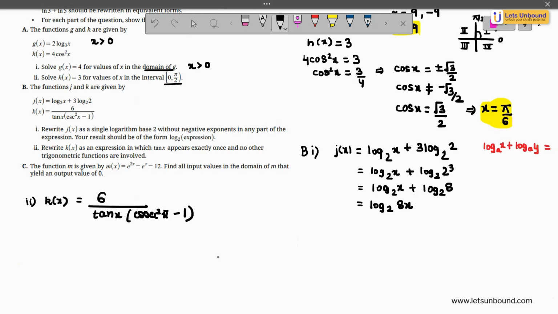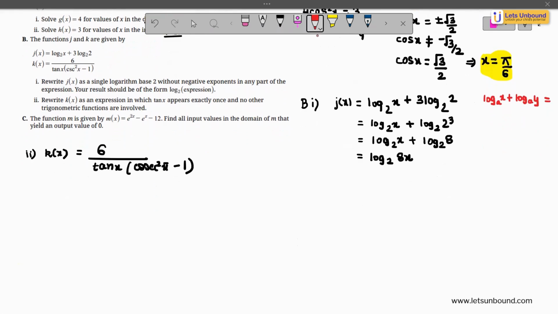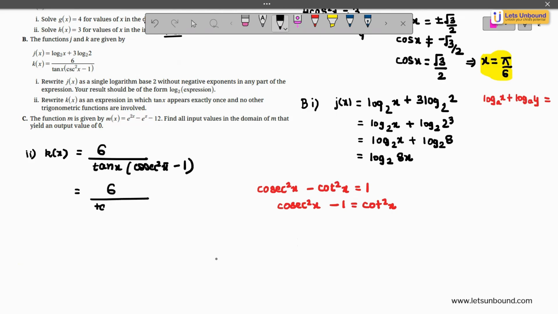Now if I look at the identities that I can think of for this question, I know we have a trigonometric identity that says cosec square x minus cot square x is equal to 1. Rewriting this identity, I can say cosec square x minus 1 is cot square x. Which means I can replace cosec square x minus 1 with cot square x. Why is this useful for me? Because I have to write down an expression only in terms of tan, and you know cot and tan are reciprocals of each other. So if I replace it first, I'll get 6 over tan x times cot square x.